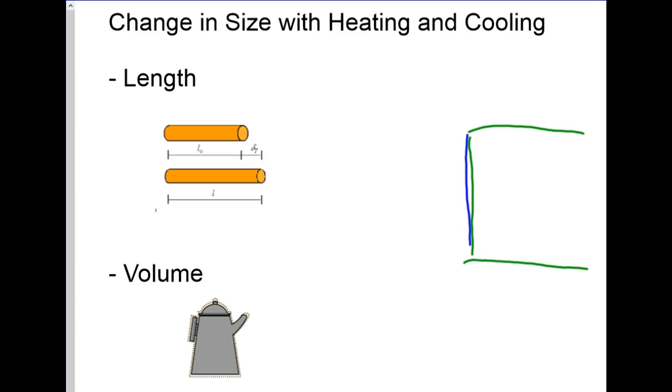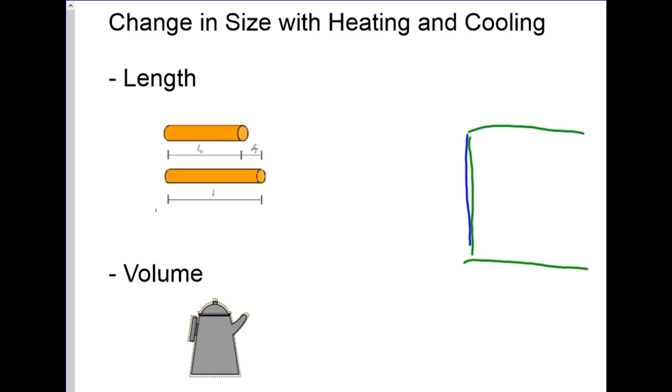We also have a change in volume. So you saw that with the ring that you had to heat up so the ball could go through the ring. Thank you so much to whoever stuck the ball inside of the ring and got it stuck. So I appreciate that. Thank you, Coleman. So things will actually change in three-dimensional shape.